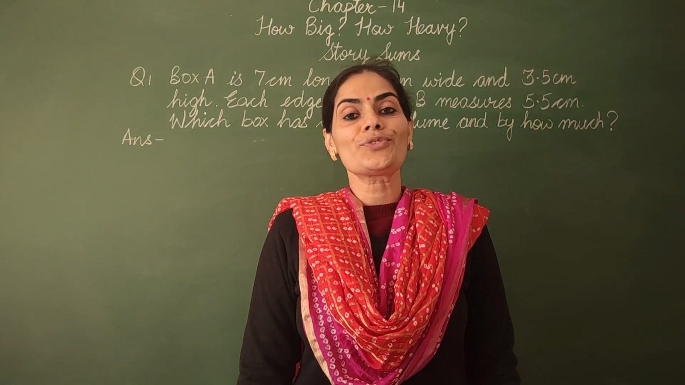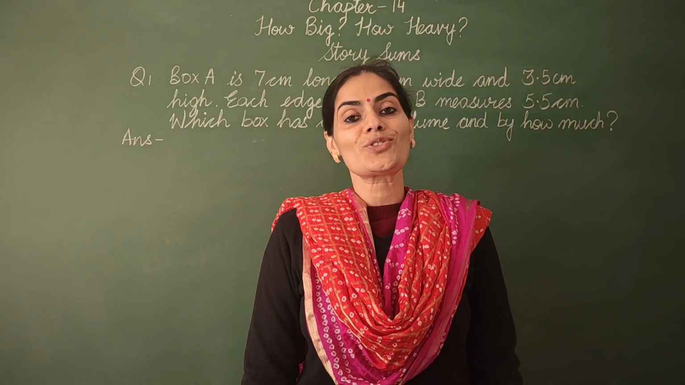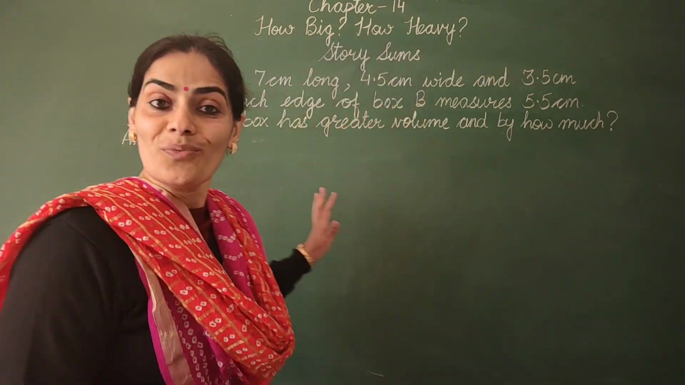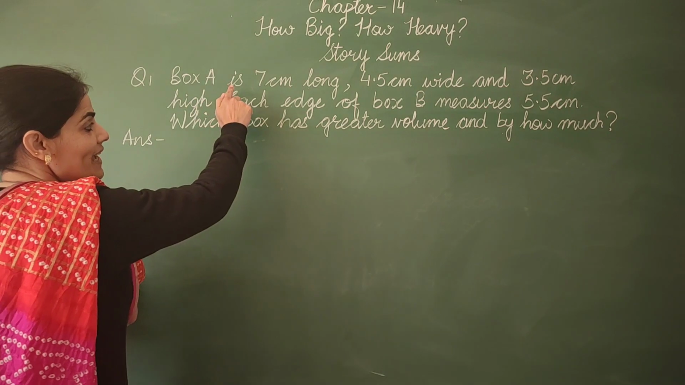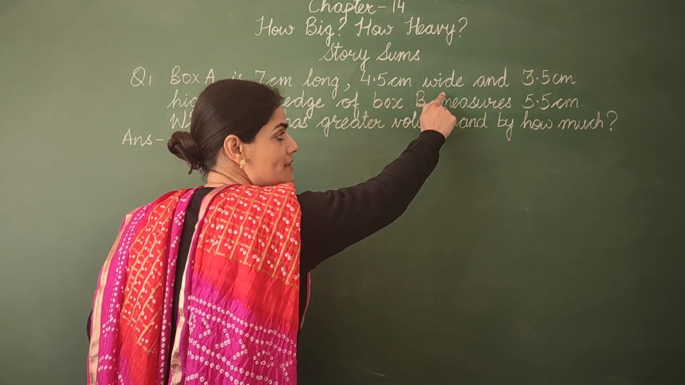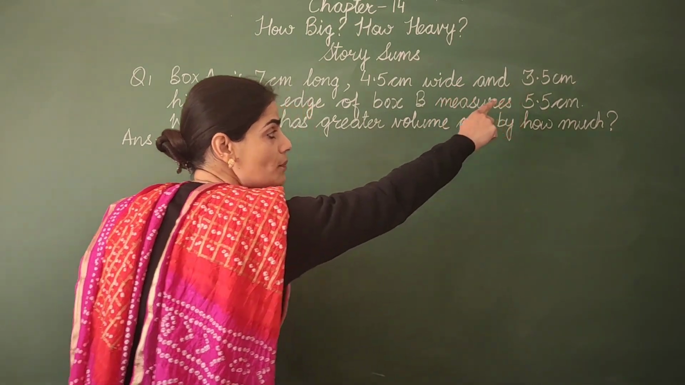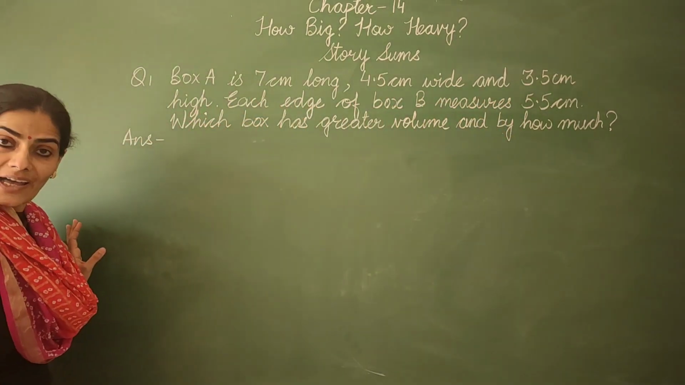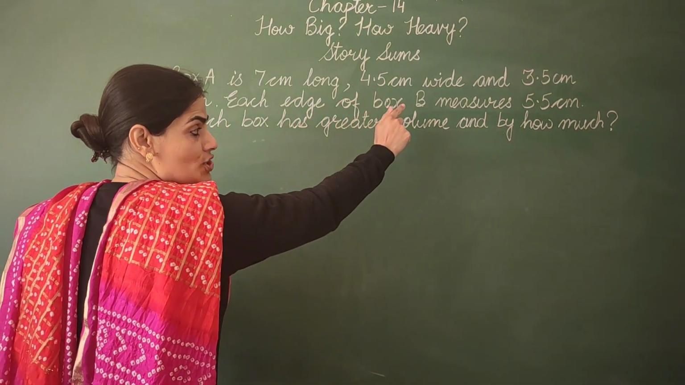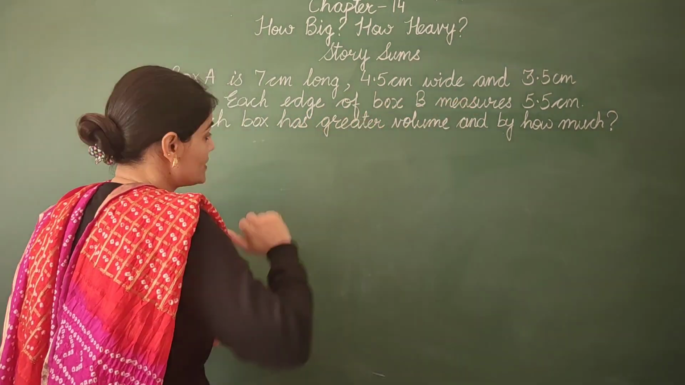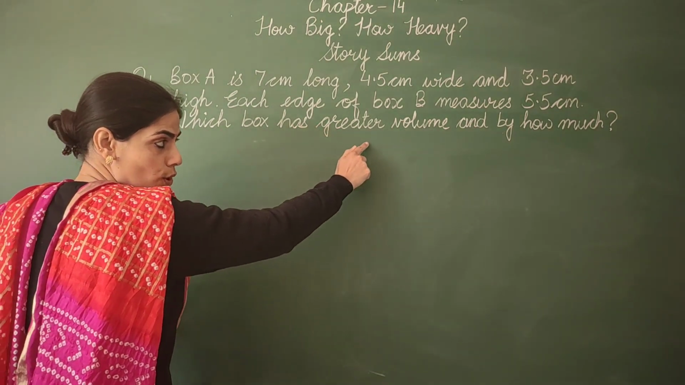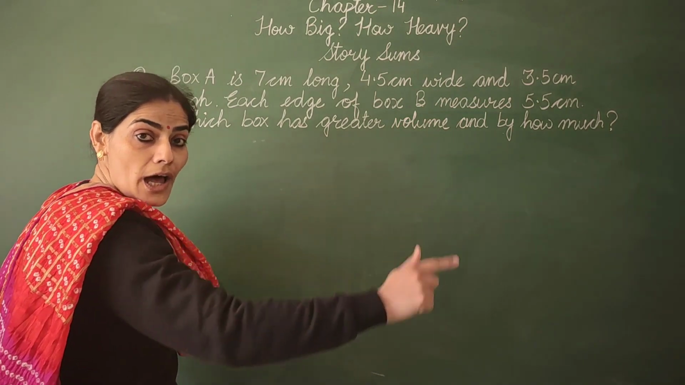Today we are going to do a few story sums based on the concept of volume. Let's begin with question 1. Box A is 7 cm long, 4.5 cm wide and 3.5 cm high. Each edge of box B measures 5.5 cm. Which box has greater volume and by how much?